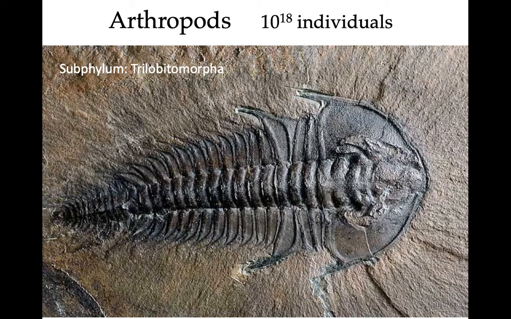So here's an example of an arthropod. This is a trilobite. It belongs to the subphylum Trilobitomorpha that is found within the arthropods. Trilobitomorpha is an extinct subphylum. It no longer occurs on the planet.